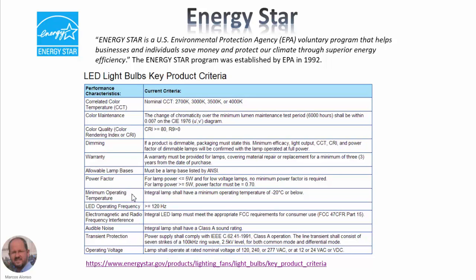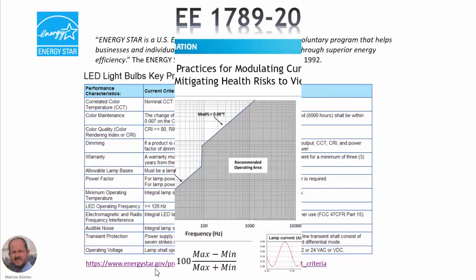Regarding the supply related to the LED driver, for the case of the power factor, for light bulbs with a power lower than 5 watts, there is no limit, and for powers higher than 5 watts, the power factor must be at least 0.7. Also, the LED operating frequency has to be higher than 120 Hz and so on. So we can get more information about this program following this link here.